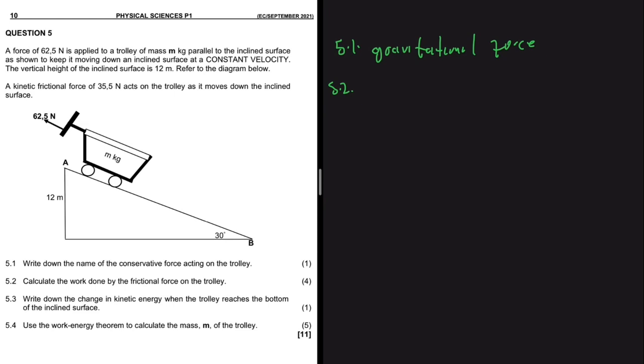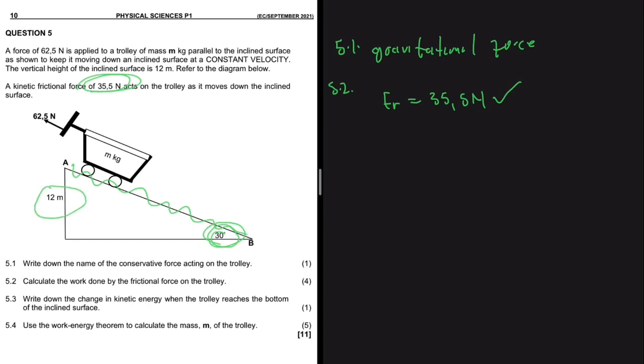5.2 says let's calculate the work done by the friction on the trolley, right? So fine, we are given the frictional force. Here it is, so we have frictional force which is equals to 35.5 newtons, right? And then apart from frictional force, we know the height, right? But then from the height we can find the length of the incline, right? How can we do that? We have the angle here, and then we have the height. We can use trig ratios, right?